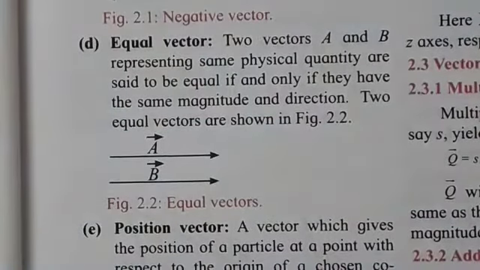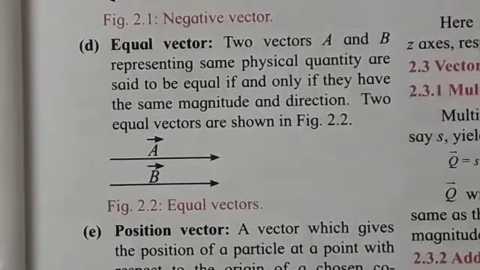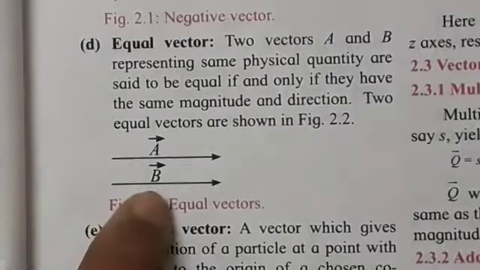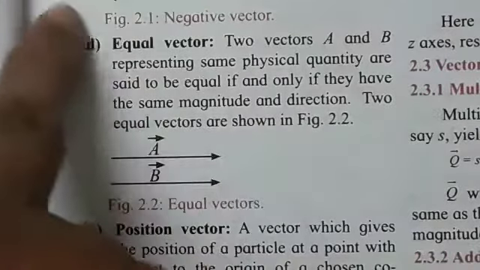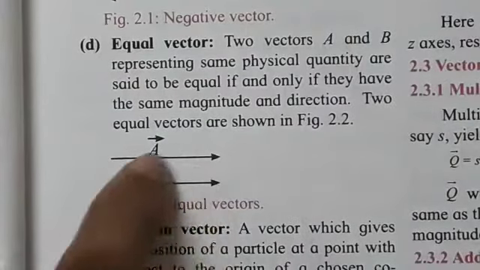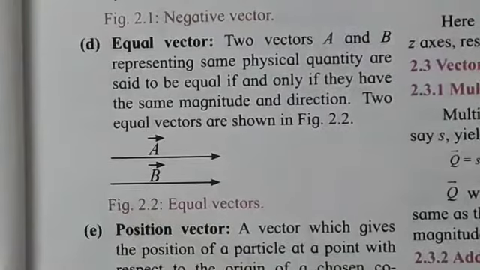Now the equal vector. What is meant by the equal vector? Two vectors a bar and b bar representing the same physical quantity are said to be equal if and only if they have the same magnitude as well as direction. These two vectors are shown here. This is the opposite vector because the direction is opposite, so this is a negative vector. And equal vectors show the same direction. This is the equal vector.